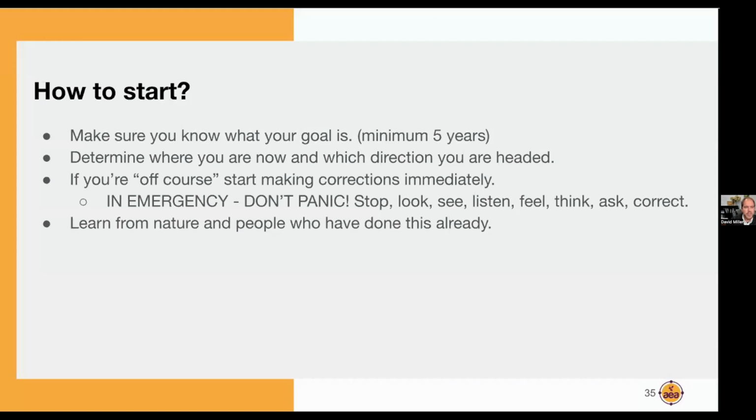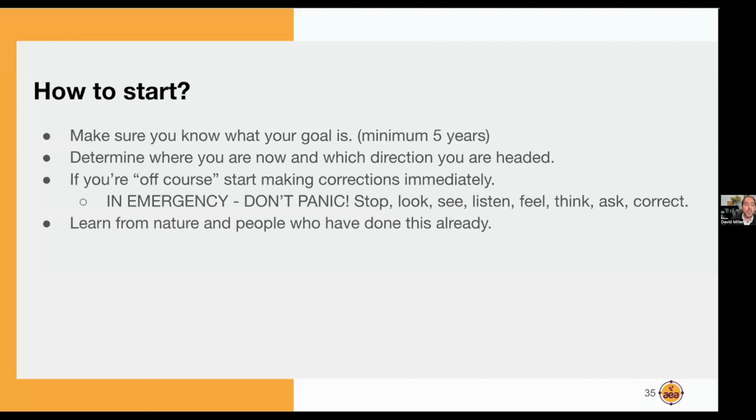Determine where you are now. Which direction are you heading? Is it the direction you want to be and where you want to be in 5 years from now? And if you're off course, just start making corrections. It can be very dramatic, make huge changes, or it can just be a couple small things. And you start shifting the way you're stewarding your operation.